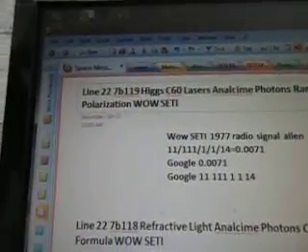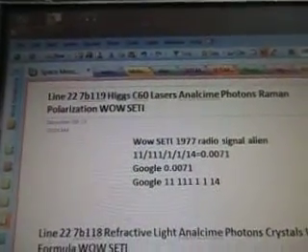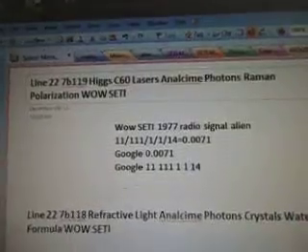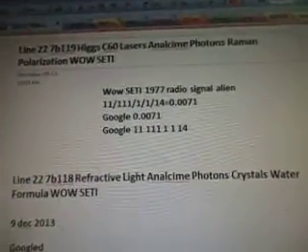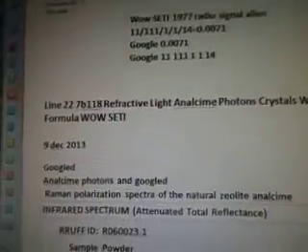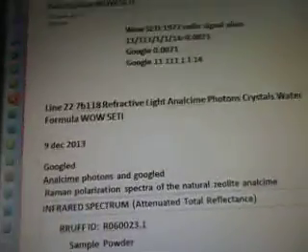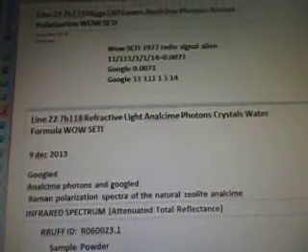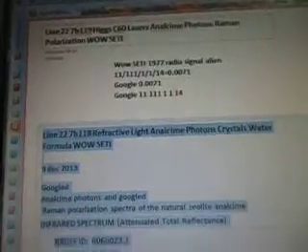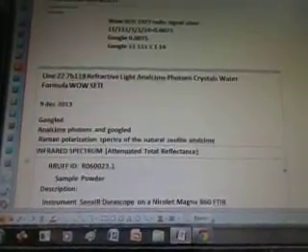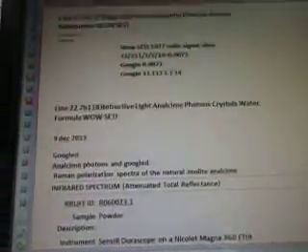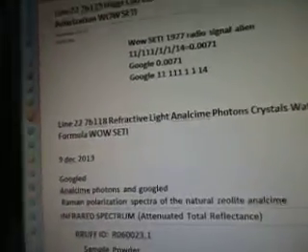Line 22, 7B119, Higgs C60 lasers, Analcime Photons, Raman Polarization, Wow Seti. There's a Wow Seti signal. This is the data here, and it won't let me go any smaller. For some reason it's too big. I couldn't get it to get smaller, so we're going to have to hold this up then.